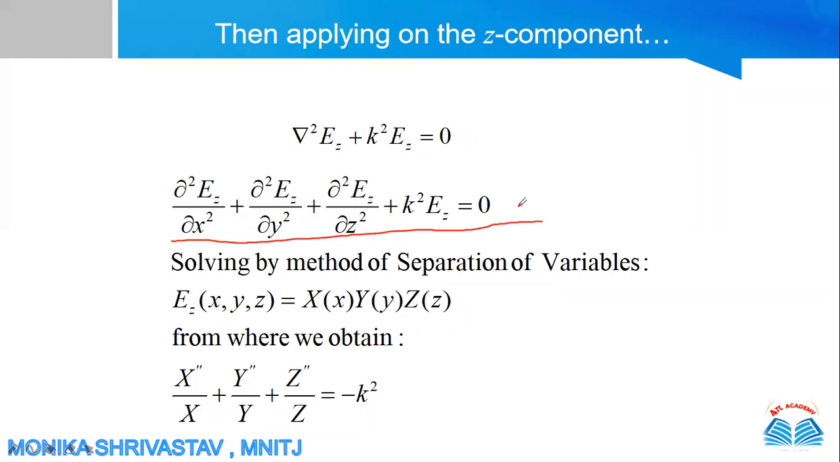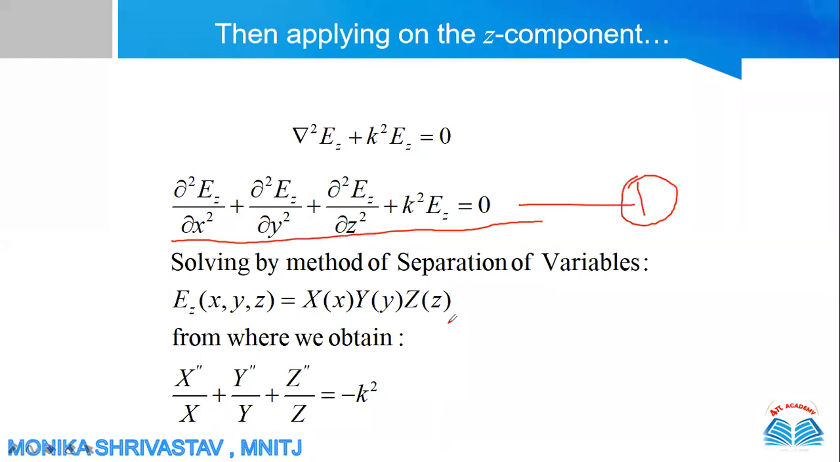Okay, how will we use this equation? Put it as equation 1. How can we solve this? We will solve this equation by the method of separation of variables. So we will separate Ez as a function of x, y, and z. So we can write it as X(x), Y(y), Z(z).